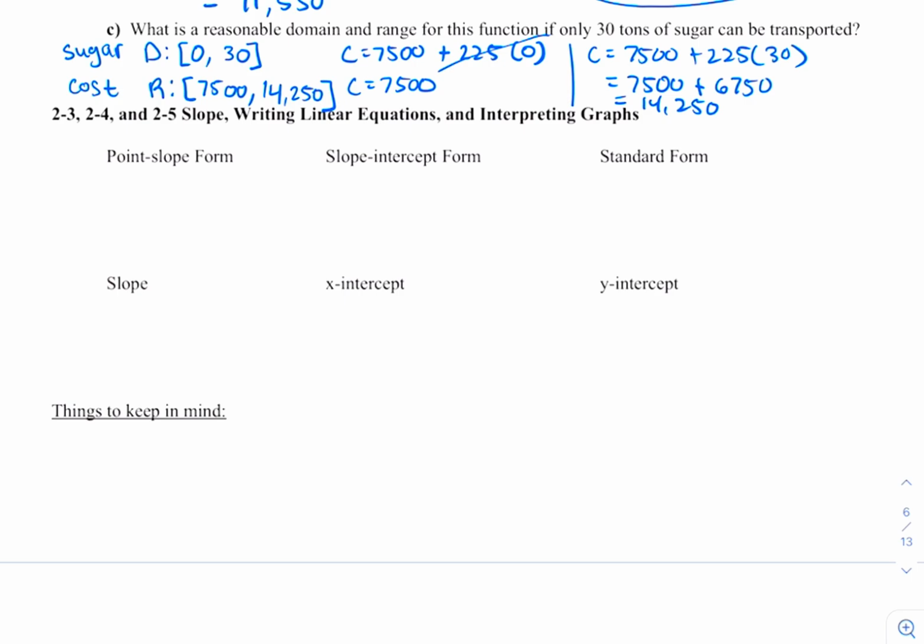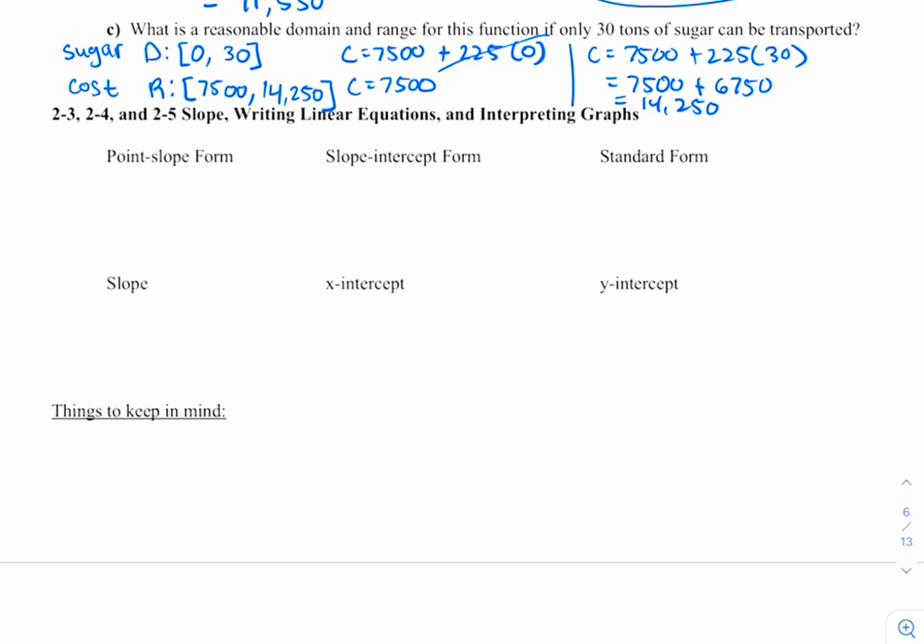So next we are going to be talking about sections 3, 4, and 5, which is slope, writing linear equations, and interpreting graphs. Now we've already done a little bit with writing our linear equations, so we're going to just continue with what we've been working on, and we're going to add some more of the interpreting pieces. Okay? And we're going to make the writing of our equations a little bit harder.